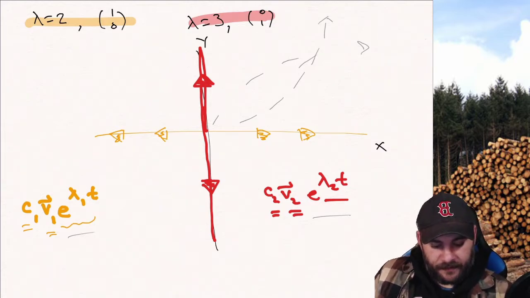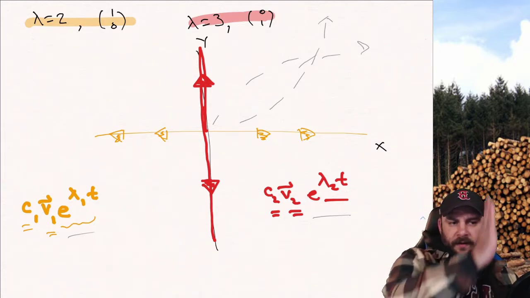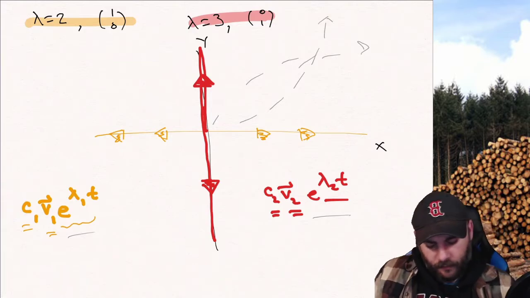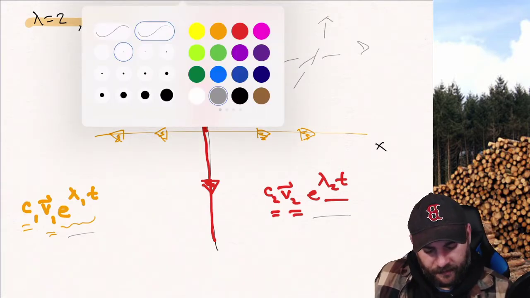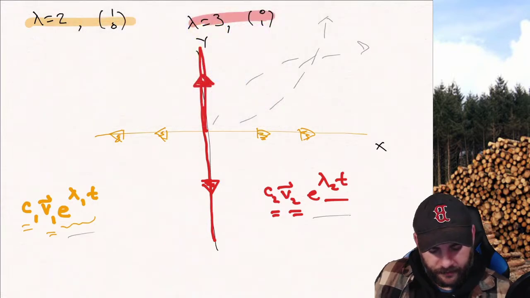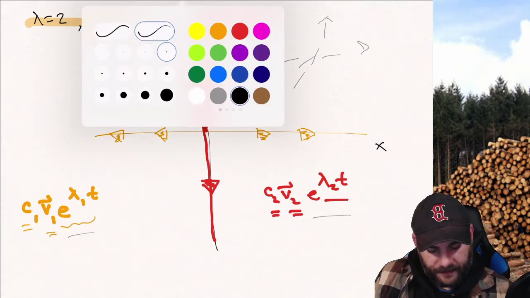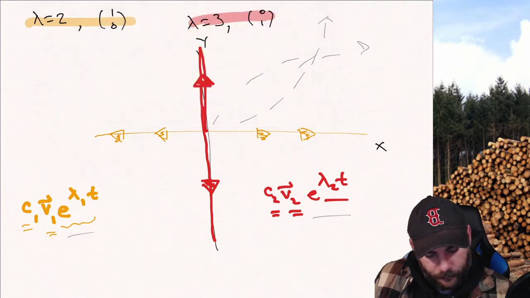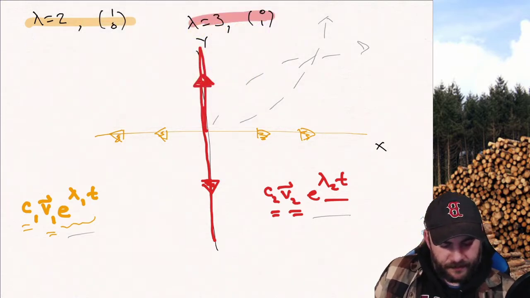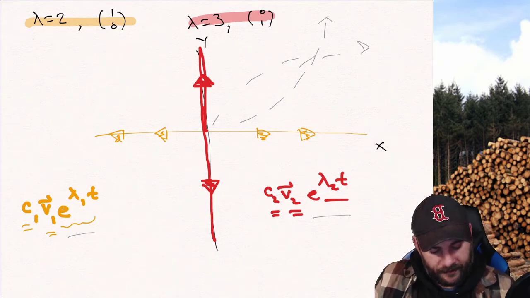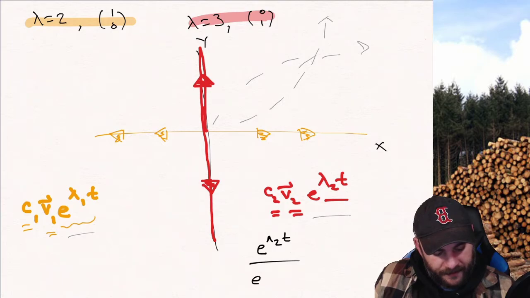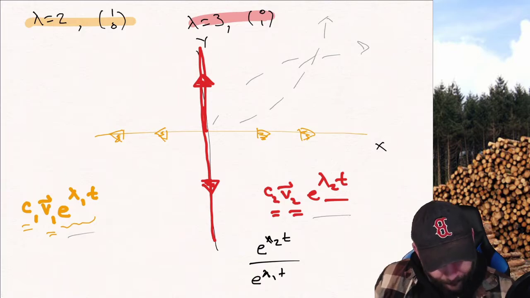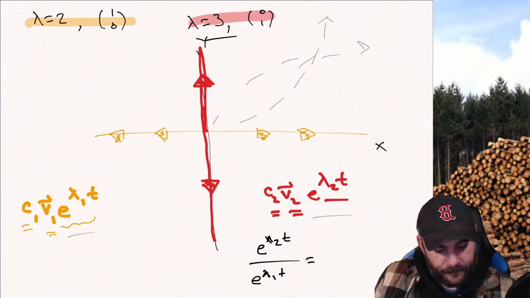All right. To be able to tell if I'm going concave up or concave down, what I'm going to do is consider a very weird quotient. I've got a natural y-axis because the red here is exactly the y-axis. So I'm going to go e to the lambda 2t, and I'm going to divide that by e to the lambda 1t. So I've got e to the 3t divided by e to the 2t. So I just get e to the t.